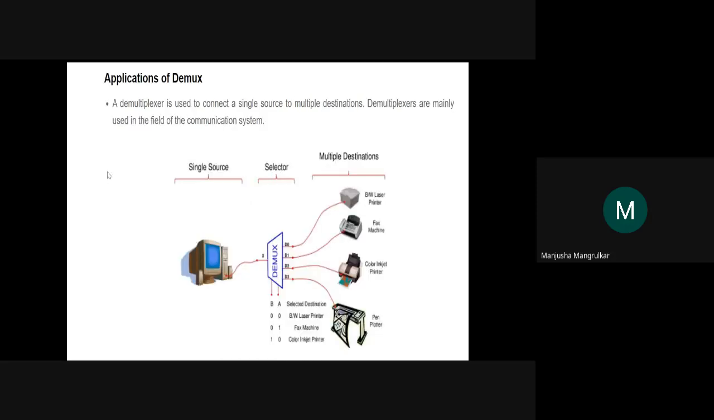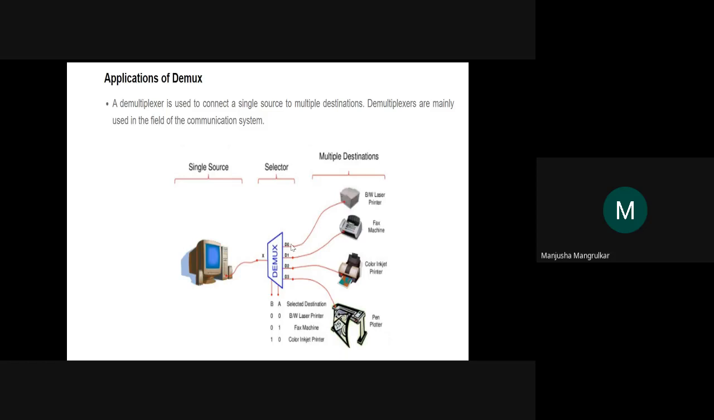Now, what are the applications of this mux and demux? Mostly nowadays everyone is using the internet, right? So there are switches. An n number of ports can be connected there. Printer is also connected. Scanner is also connected. Color printer is also connected. Demux is also like this, and there is only one input.